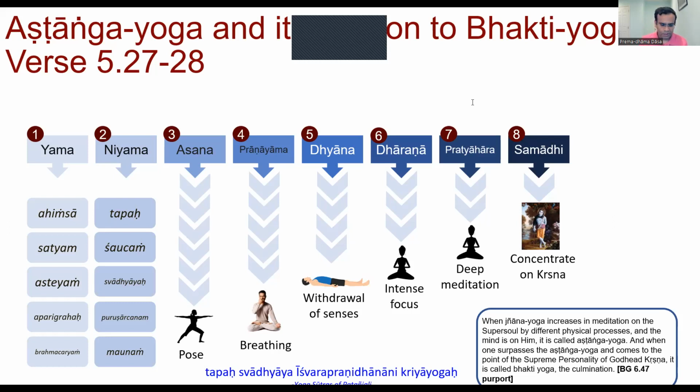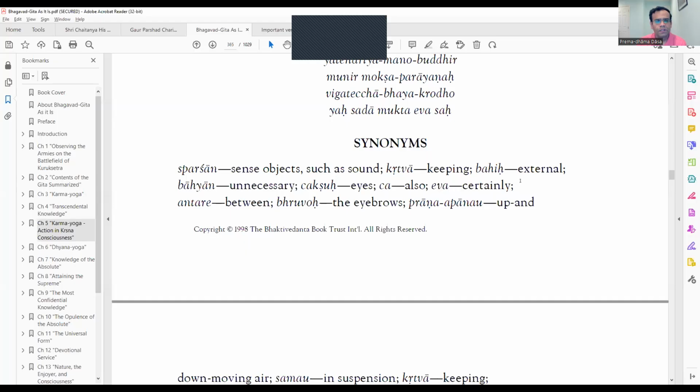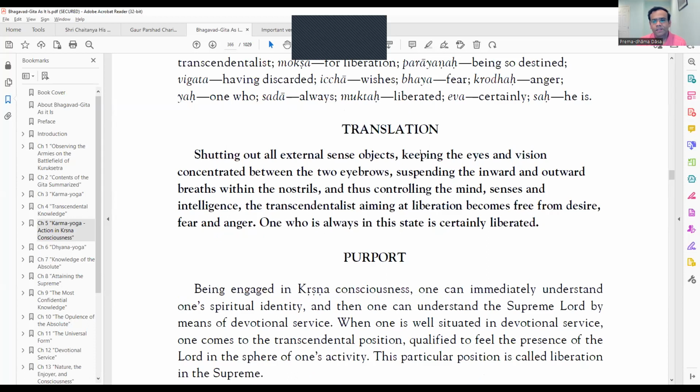This part talks about both the connection and detachment from matter and connection to the spirit. So these all are being discussed here. Then let's look at the verse quickly. We'll then move forward. Shutting out all external sense objects, keeping the eye and vision concentrated between the two eyebrows, suspending the inward and outward breaths within the nostril, and thus controlling the mind, senses, intelligence, the transcendentalist aiming at liberation becomes free from desire, fear, and anger. One who is always in this state is certainly liberated.